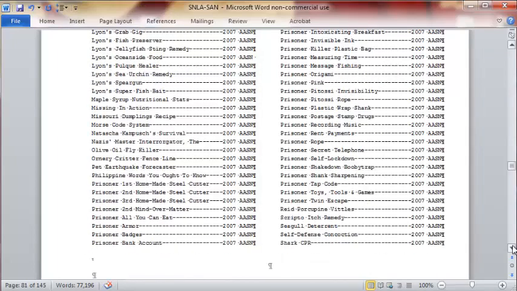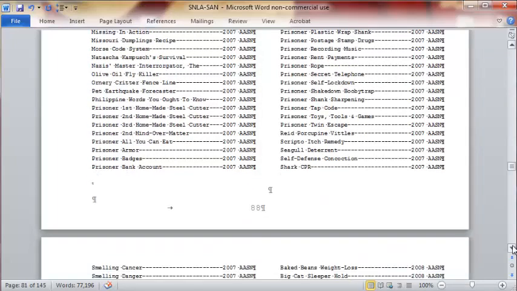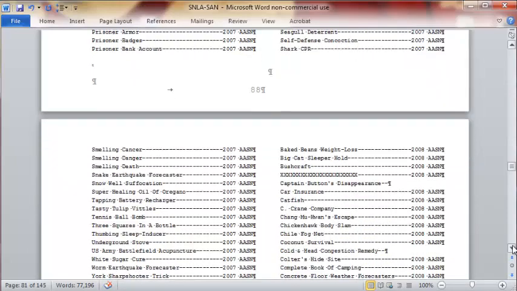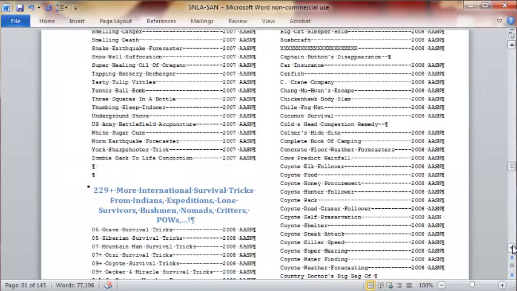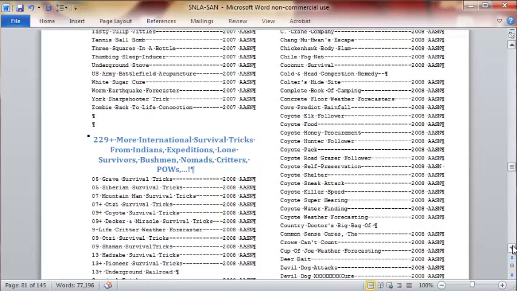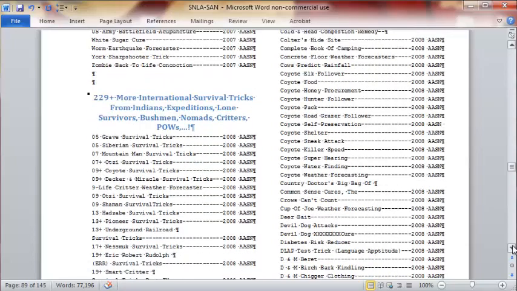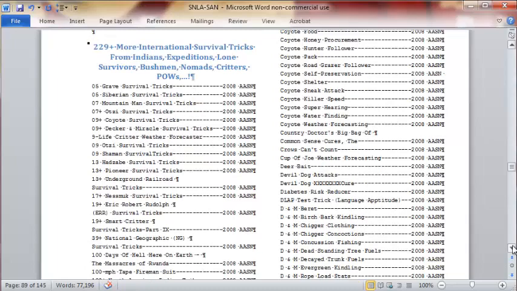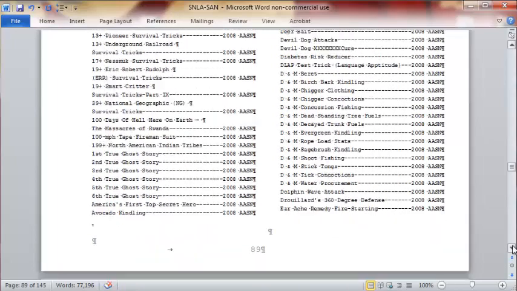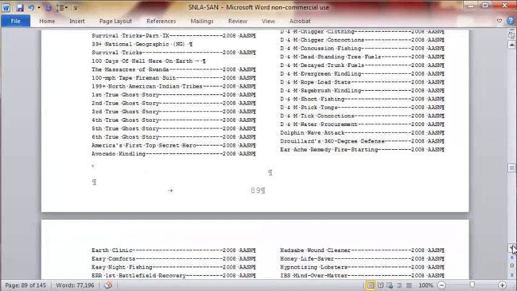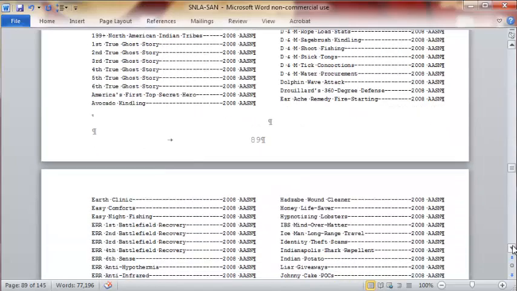Okay, we got here the 2007 newsletter. Saw how huge that was. And then we're coming in the 2008 newsletter, 229 more survival tricks. I always say 229 or whatever the number is, and then I put a plus, so you'll know there's more. So it's just giving you an idea. I like to give you more than you expect. Okay? And I like putting out numbers so you can see exactly how much you're getting.